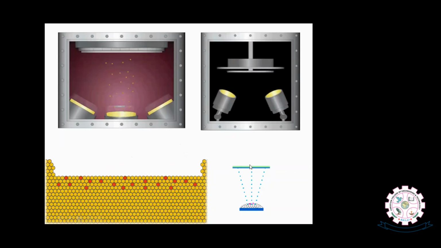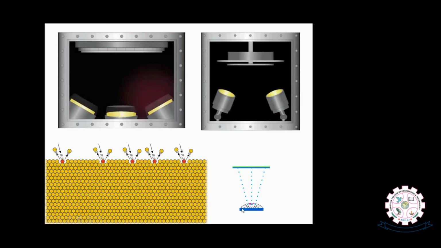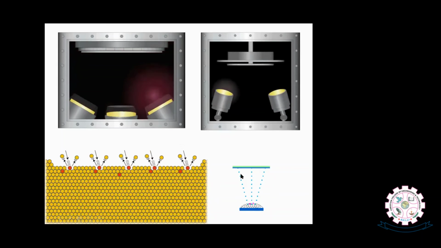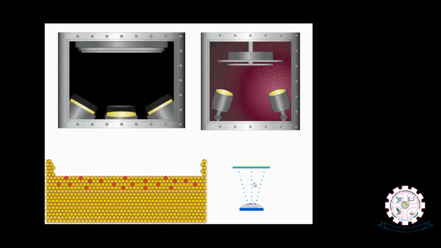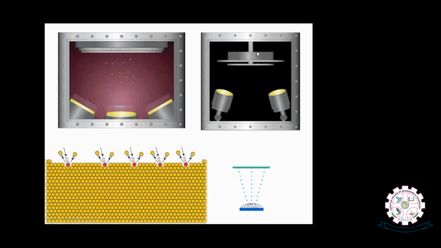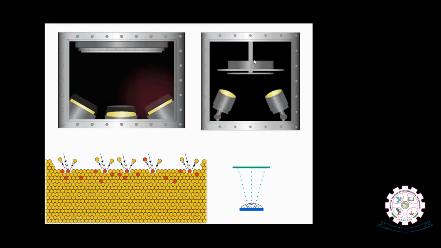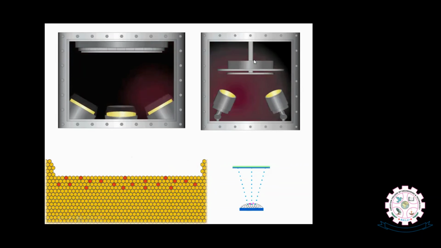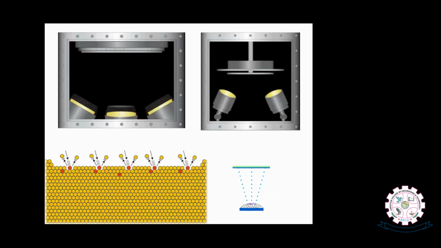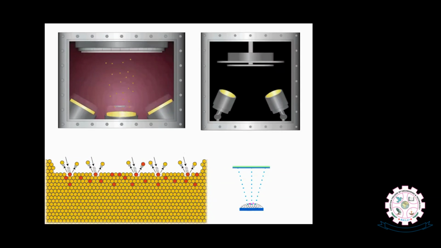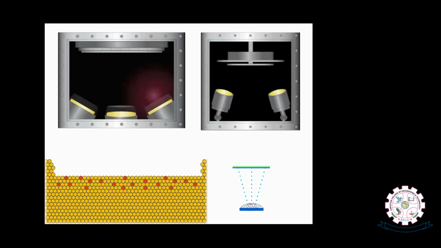So this is your substrate here, and this is your target here. The line of sight is better when the angle between them is about 65 degrees. Then the rate of deposition will be better, and you will have a uniform deposition possible. That is what happens in the case of sputtering. You can have DC sputtering, RF sputtering, and also what they call reactive magnetron sputtering.